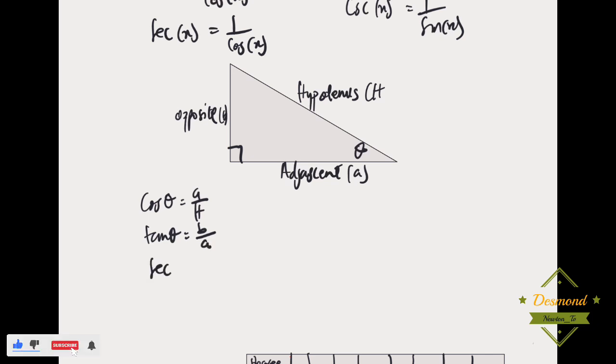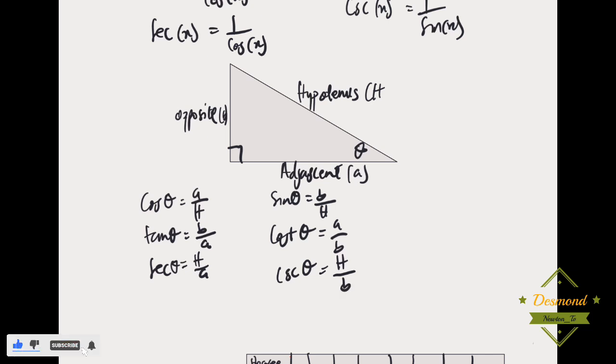Then we have sec theta equal to the hypotenuse, H, over the adjacent, A. We also have sine theta equal to the opposite, B, over the hypotenuse, H. We have cot theta equal to the adjacent, A, over the opposite, B. Then we have cosec, which is CSC theta, equal to the hypotenuse, H, over the opposite, B. Remembering both the relationships between all six trig functions and their right triangle definitions will be useful in this video and in our subsequent videos.